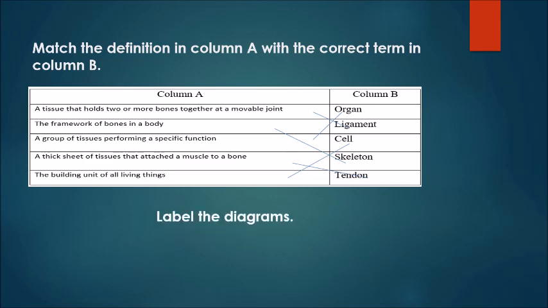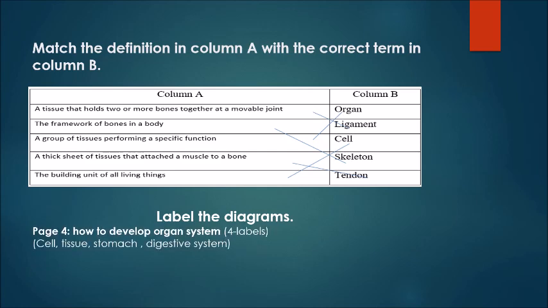Label the diagram. Page number 4. How to develop an organ system. 4 labels: cell, tissue, stomach, digestive system.